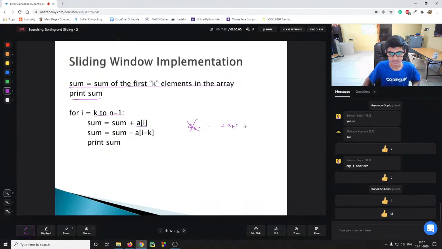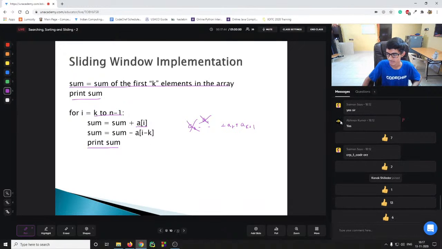And then for the next window, that will be a k plus 1, and we'd be removing a k plus 1 minus k, which is equal to a1. So a1 to a k plus 1 will be removed. So this will become a1. So did you guys get it? And then we'll print the sum. So we definitely have to print the sum. And everyone got it, I guess.